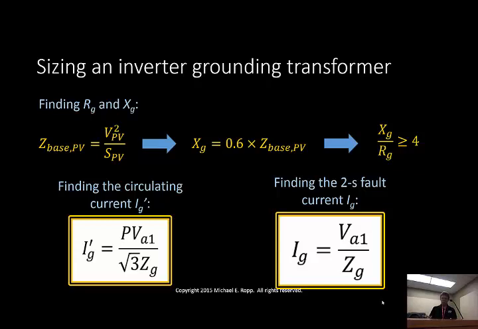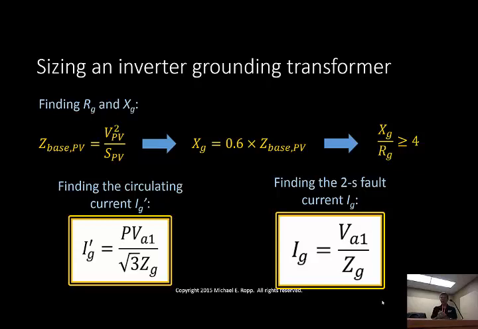Then, again, to maintain proper coefficient of grounding conditions, we're going to require that the ratio of the reactance to the resistance is greater than or equal to 4. So that limits the resistive part of the impedance, is what that's all about. So now I've got my two impedances. Of those 6 parameters that I said we had to have, I've got 4 of them. I have the duration, I've got the terminal voltage, and now I've got the RG and XG.